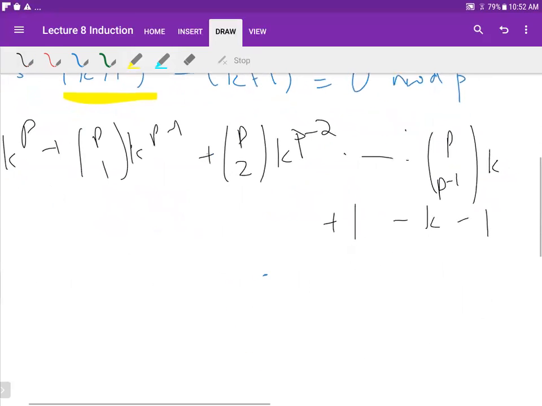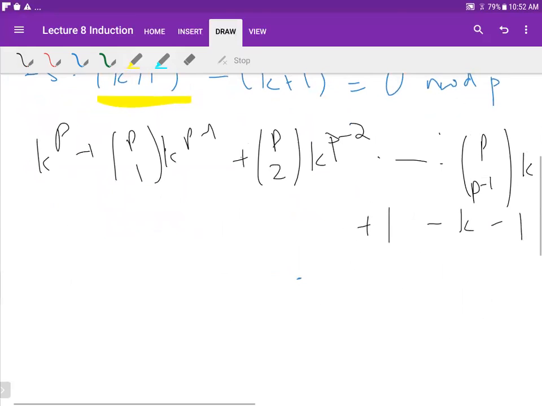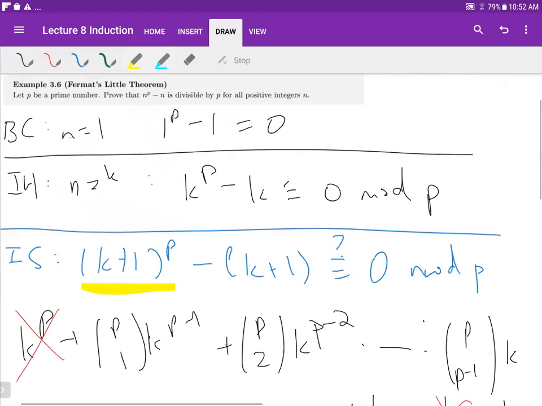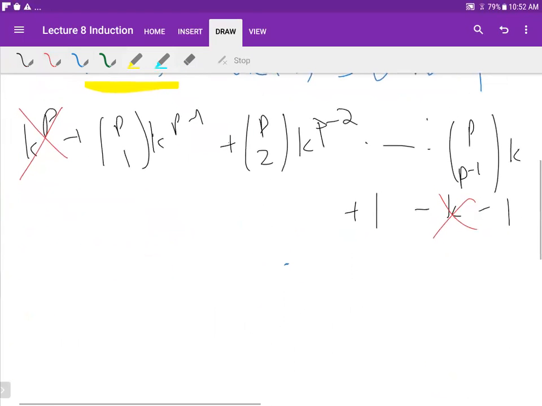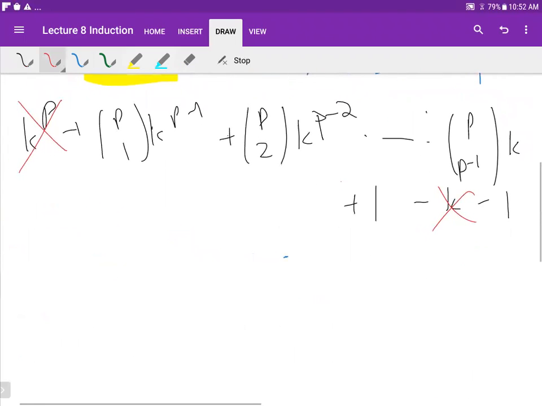Now, we notice that, first of all, we know that k to the p minus k is 0 mod p by the inductive hypothesis. So we can cancel these two out, because this is going to be 0 mod p from the inductive hypothesis. Now next, the ones cancel, so this conveniently cancels here. And then each of these coefficients here, so p choose 1, p choose 2, p choose 3, etc., is divisible by p.